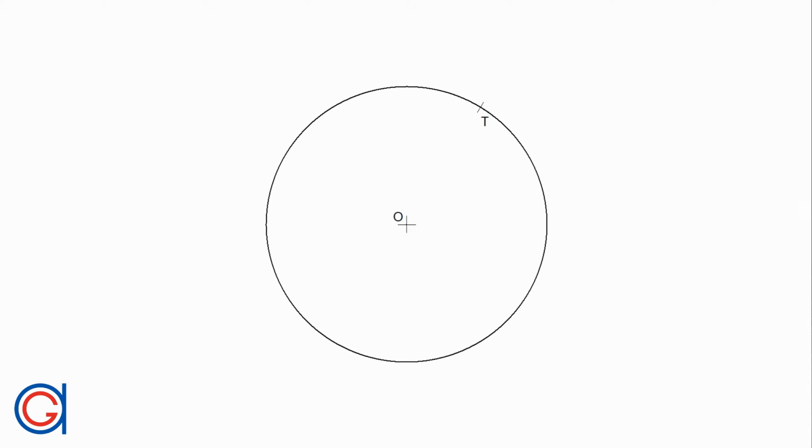Hello, today we are going to learn how to draw the tangent line to a given circle with a given tangent point T, only using a ruler and a compass. A tangent line must be perpendicular to the radius which passes through the tangent point T. This is one of the fundamental rules of tangent lines.